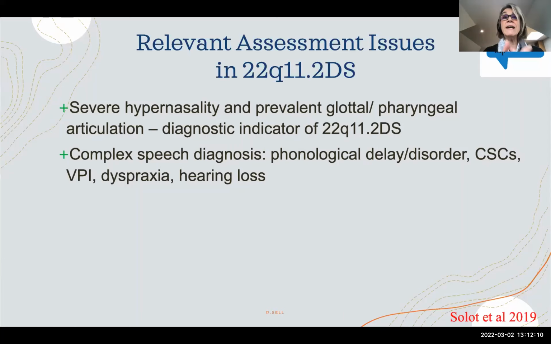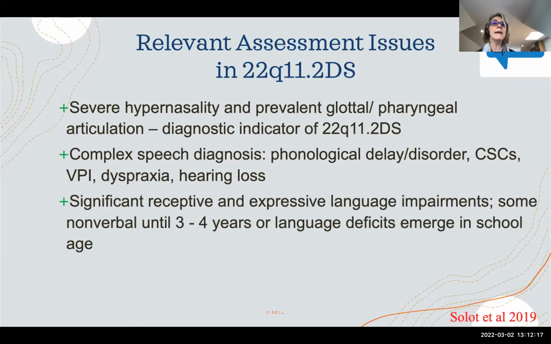The speech diagnosis is complex with those characteristics we've described before all coming into play. And the other aspect is they have significant receptive and expressive language impairments. And some children may be nonverbal until 3, 4 years of age.